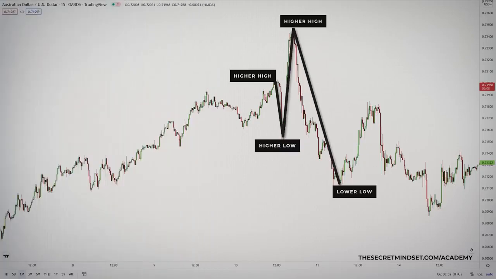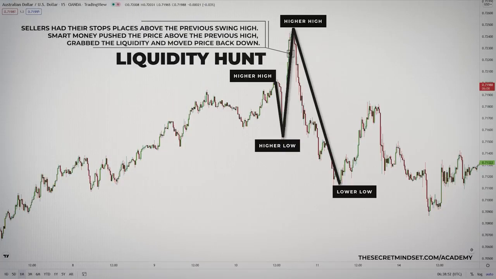In a bearish over and under pattern, the highest high in the formation represents the liquidity hunt. Lots of traders had their stops placed above the previous swing high. Smart money pushed the price above the previous high, grabbed the liquidity, and moved price back down.